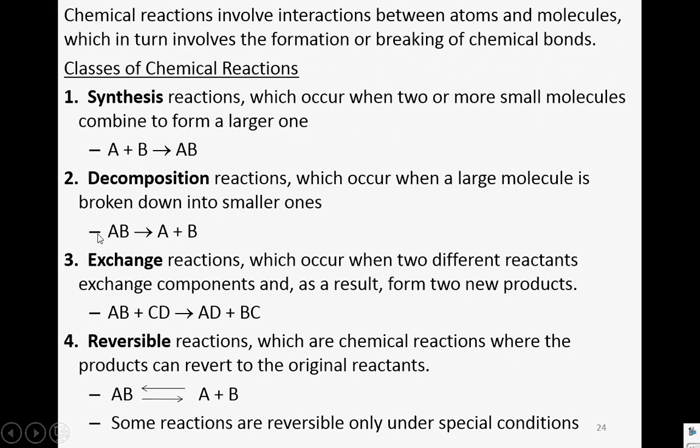Exchange is where 2 different reactants exchange components and as a result form 2 new products. Okay. AB plus CD yields AD and BC. So we swap some stuff out. And then reversible, we have arrows going both directions in this case. This is where chemical reactions and the products and reactants can flip-flop. In one situation, AB might become A plus B, so it could be a decomposition, or it can flip-flop. A plus B can yield AB, demonstrating a synthesis reaction. Sometimes reversible reactions are only reversible under certain special conditions, like if you add heat or water to a reaction.